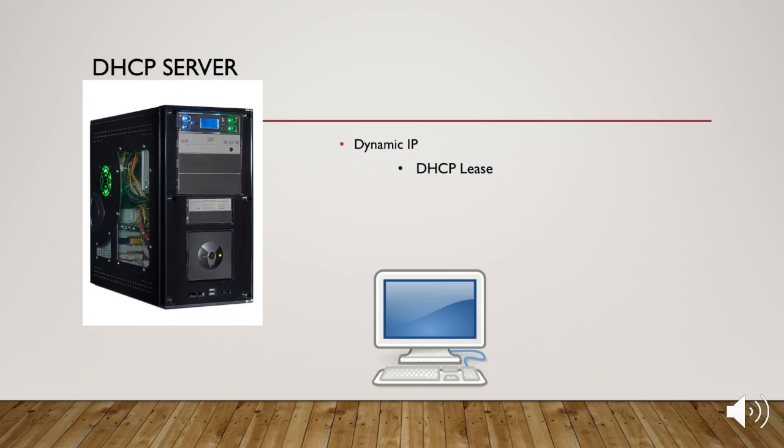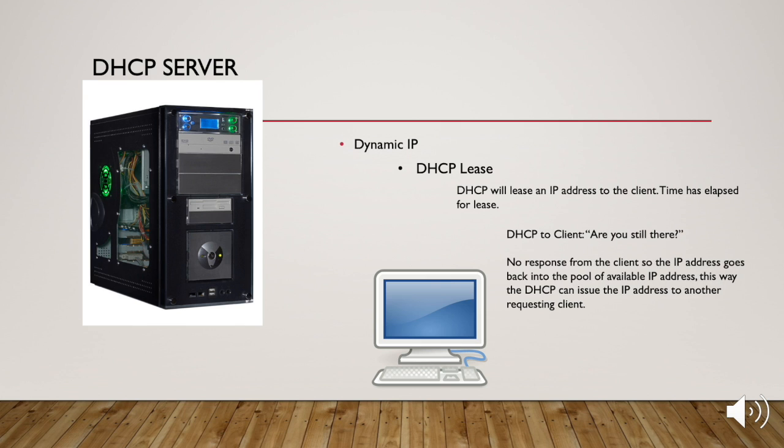Once again, dynamic IP, the client is off the network now, so the time has elapsed. DHCP is sending to the client, which isn't there, hey, are you still there? No response from the client, so the IP address goes back into the pool of available addresses. So this way, it can be utilized for another client.